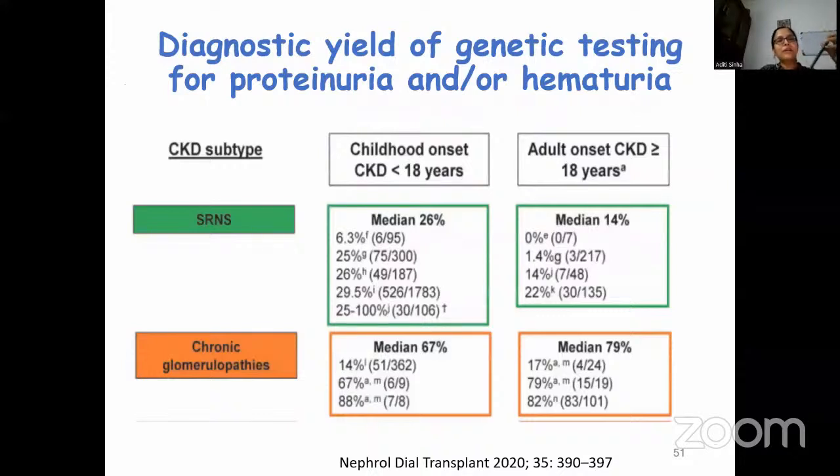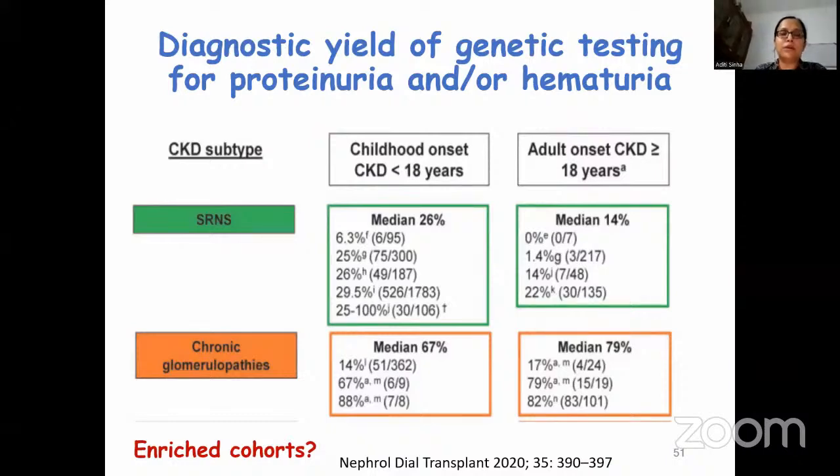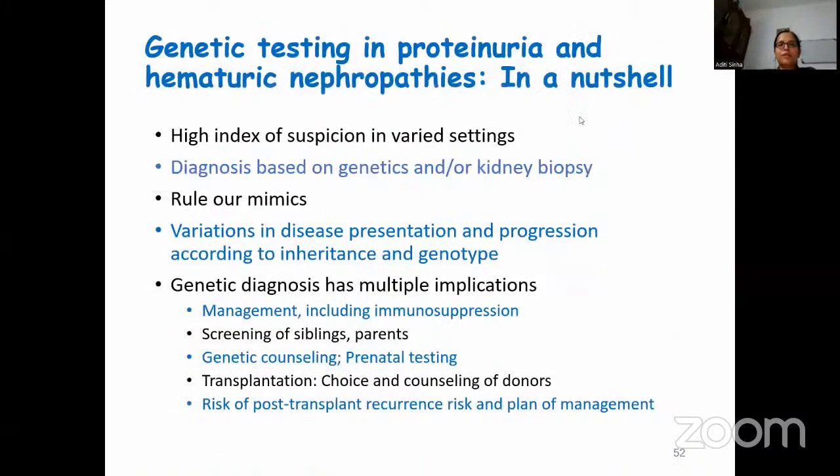Overall, the diagnostic yield of genetic testing is actually higher for glomerulopathies, particularly in children, than it is for steroid-resistant nephrotic syndrome. This is data clubbed together from a variety of studies from across the world, and the median values indicate the mean values in these patients. These obviously can be enriched cohorts, similar to the enrichment that I described earlier. Overall, I'll leave you here with this slide, which indicates that genetic testing is important. It would be required in a variety of circumstances, and therefore you must consider genetic testing in these conditions presenting, especially at a young age, with proteinuric or hematuric nephropathies.